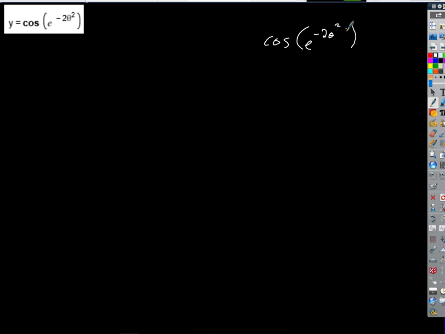So if I want to do y prime, what's the first letter we see? Right? Cosine? So if I take the derivative of cosine, what do I get? Negative sine, good, of something, okay? Which one is this? This is number 2. Okay, so we can erase the first layer. Sure. So the cosine's gone, what's the next layer?